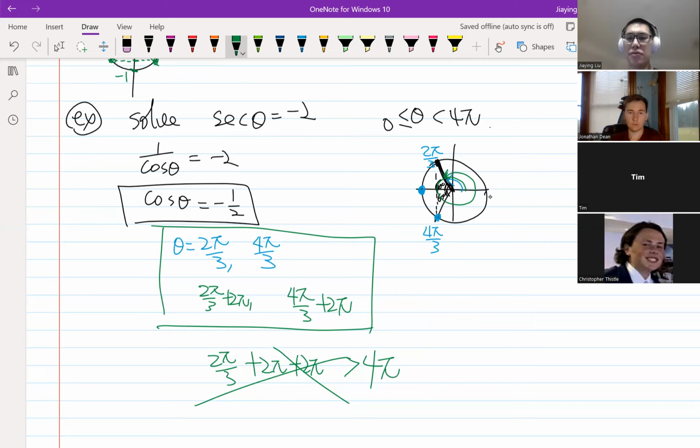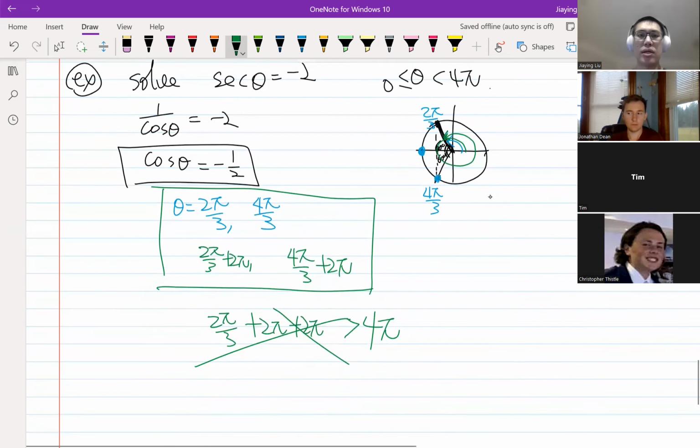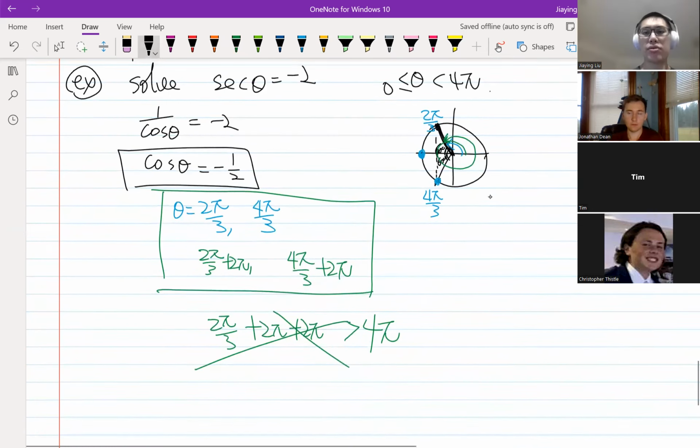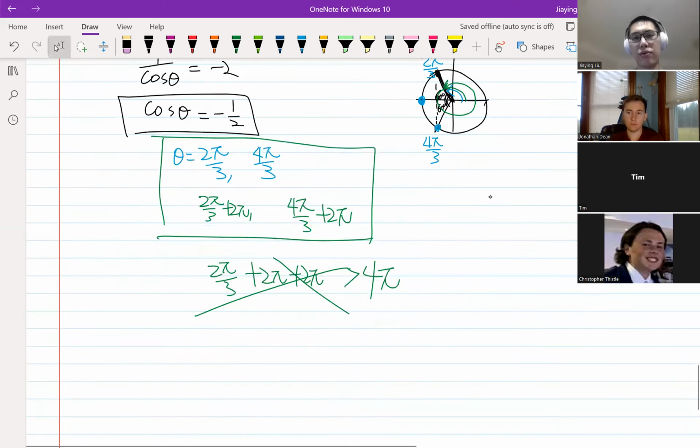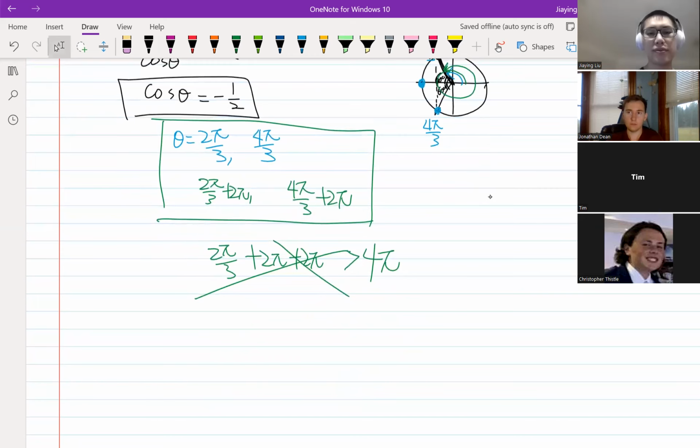Any questions on this? All right, if not, I'm going to go. So again, a problem like this, you probably know how to solve it. The algebraic part is probably not too complicated, but you have to be careful where the angle belongs to. What's the interval that I'm looking at?